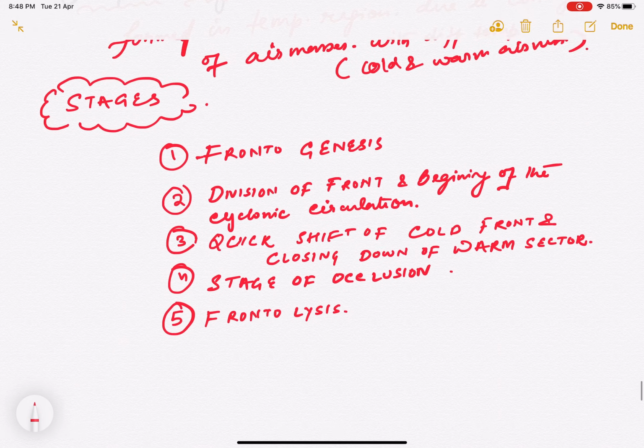Next, let's move on to the stages. The first stage is frontogenesis and the last stage is frontolysis. From this itself you can get that this is the stage where the front is being generated and this is the stage when the front is being dissipated. What I am saying about the front, I'll talk to you while I discuss the stages. Let's go for the first stage.